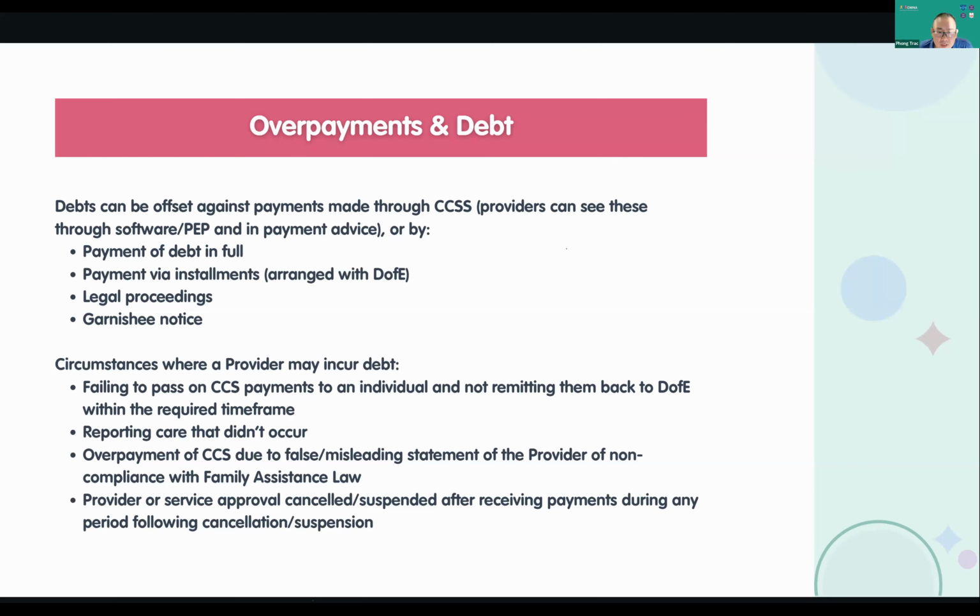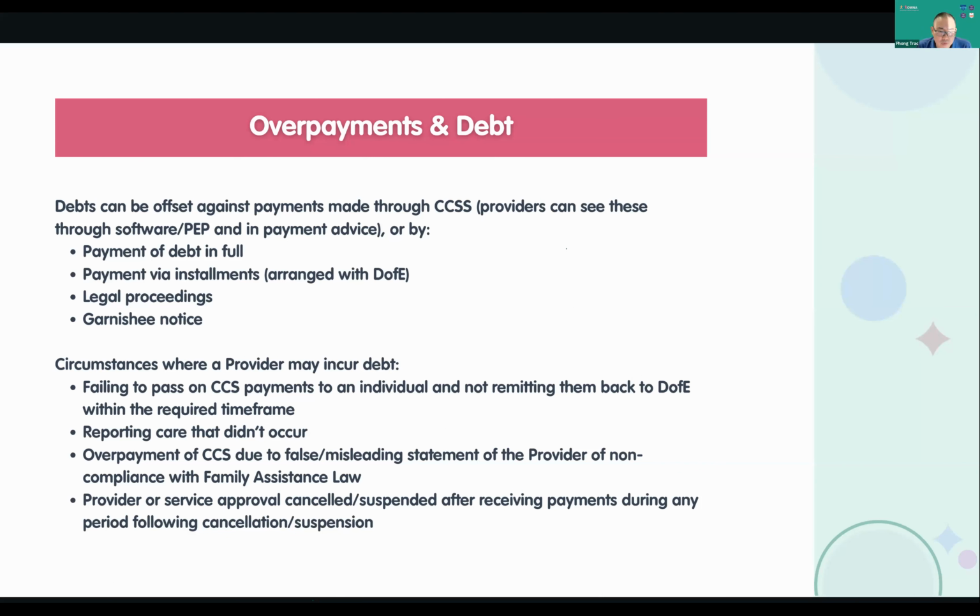That probably leads on to my second point. A provider reports care that did not occur. Again, that probably borders on the fraudulent part, where you're submitting sessions for something that didn't occur. An individual is overpaid CCS due to a false or misleading statement of the provider or due to the provider's non-compliance with family assistance law. Again, we're probably talking more specifically about the avenues of potentially creating a bit of fraud in terms of claiming CCS when you're actually not applicable for it.